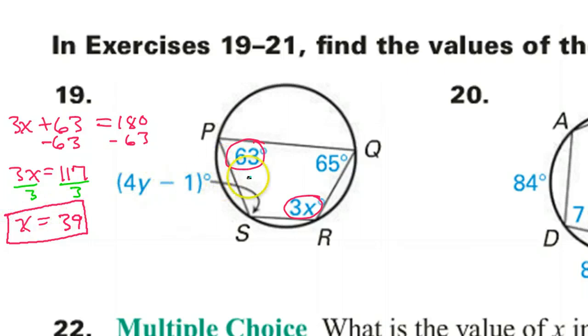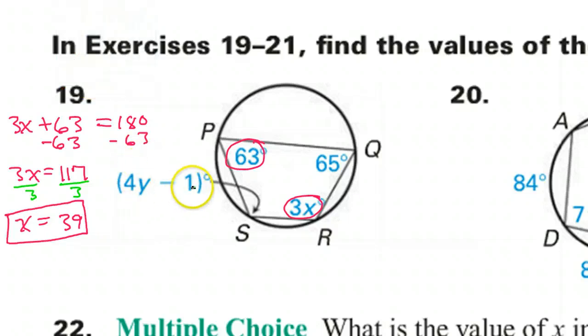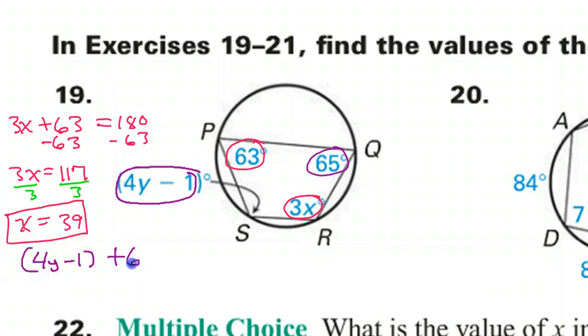Alright, so that's one of the variables. Now let's do something similar for the y value. So, the 65 and the 4y minus 1. These two quantities, they are not equal. I'm not going to set them equal to each other. They are supplementary. That means they add up to 180. So that means that 4y minus 1 plus 65 should equal 180. Now, these parentheses are just there to help you see that I'm talking about 4y minus 1, but they're not really doing anything other than grouping.